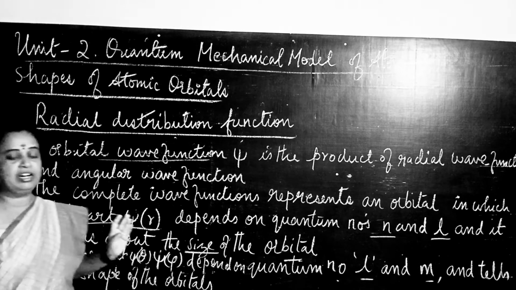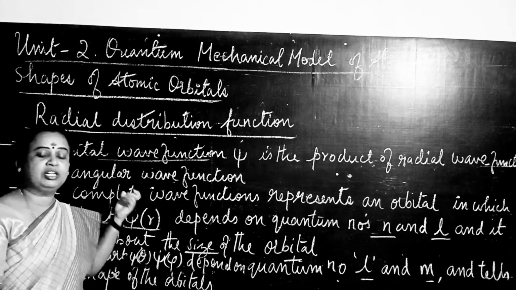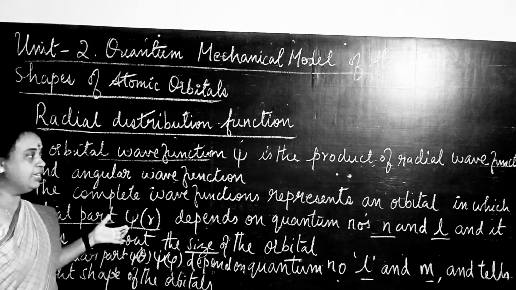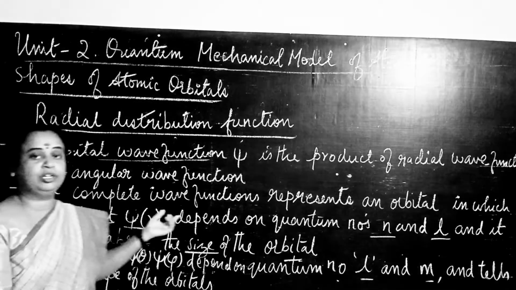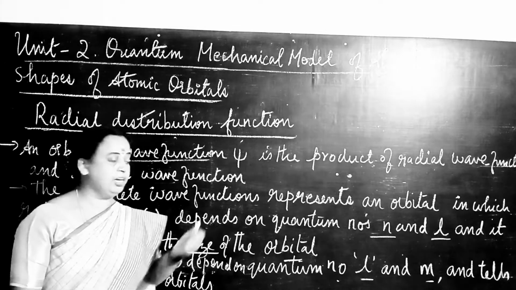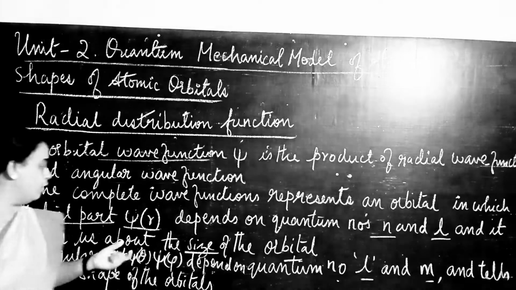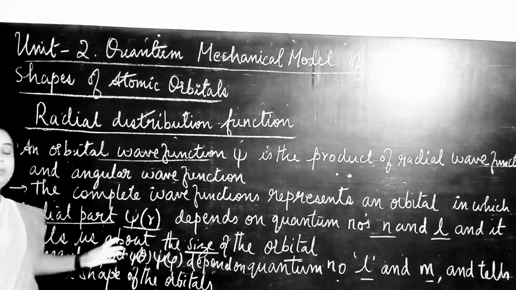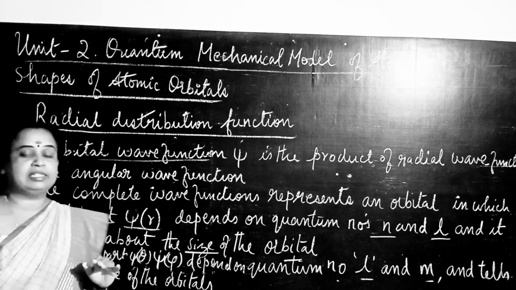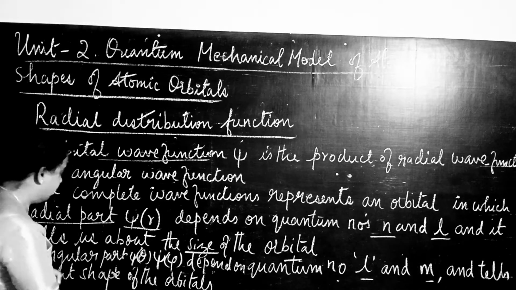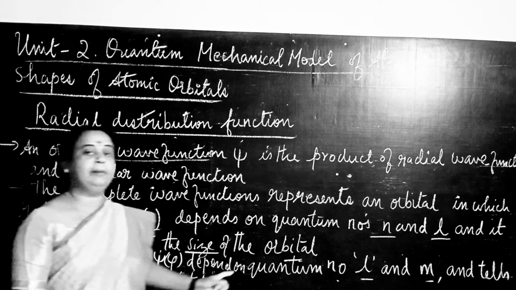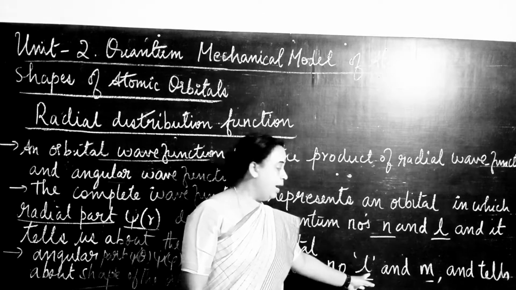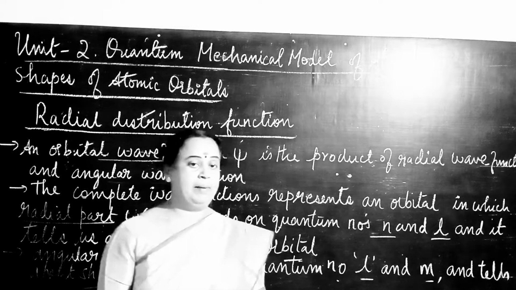So the orbital wave function is the product of the radial wave function and the angular wave function. The radial part depends on the principal quantum number and the azimuthal quantum number, and it tells us about the size of the orbital, whereas the angular part tells us about the shape of the orbital, and it depends upon the azimuthal quantum number L and the magnetic quantum number M.